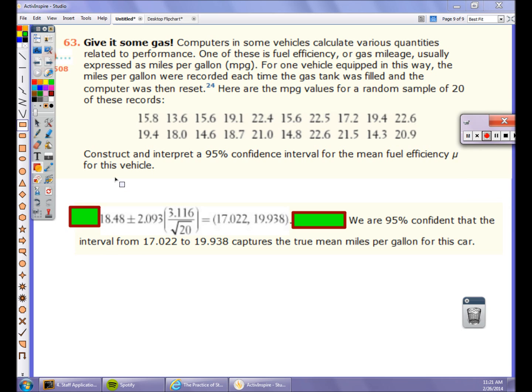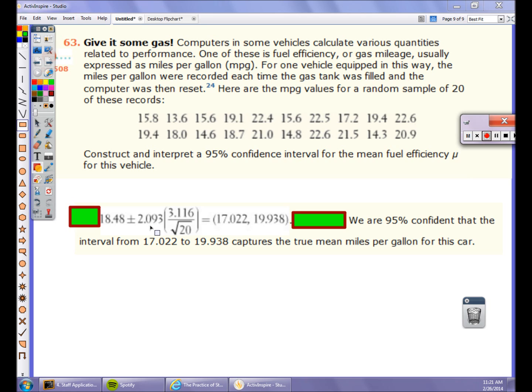The average of all of these 20 scores is 18.48. The standard deviation of all of these 20 scores is 3.116. Your sample size is 20, and the 2.093 comes from the t distributions.